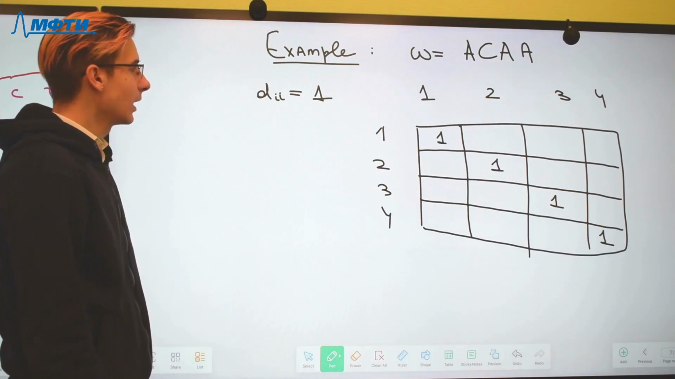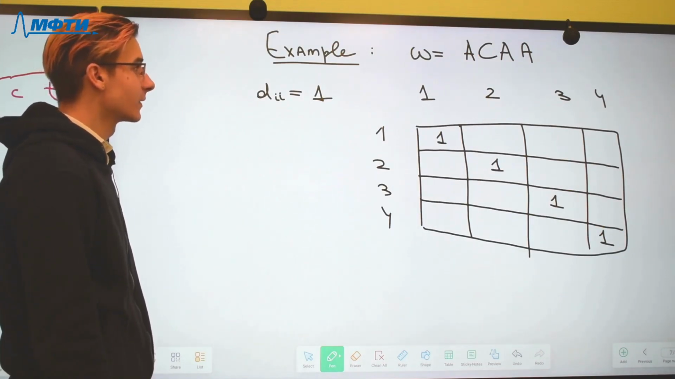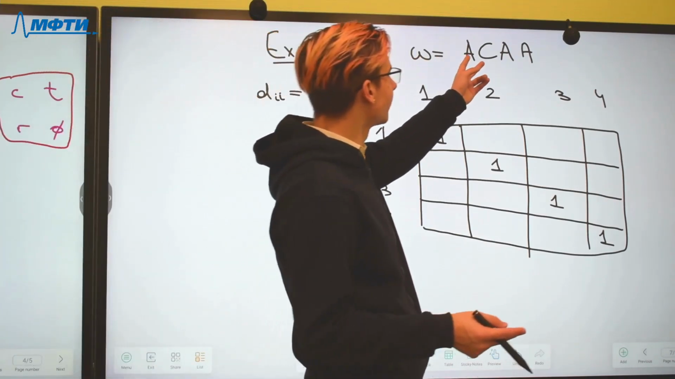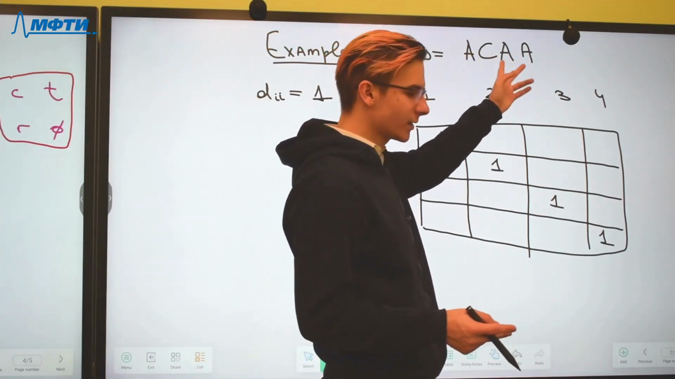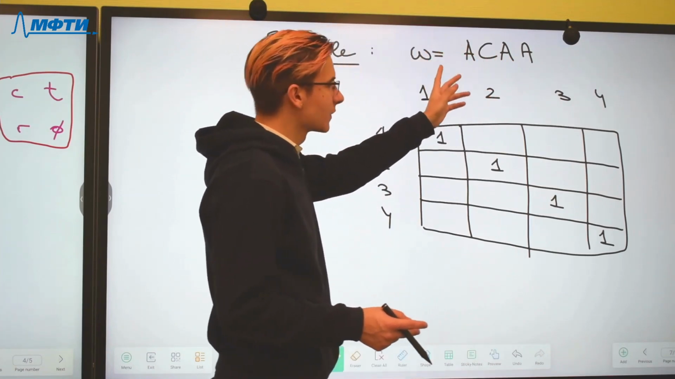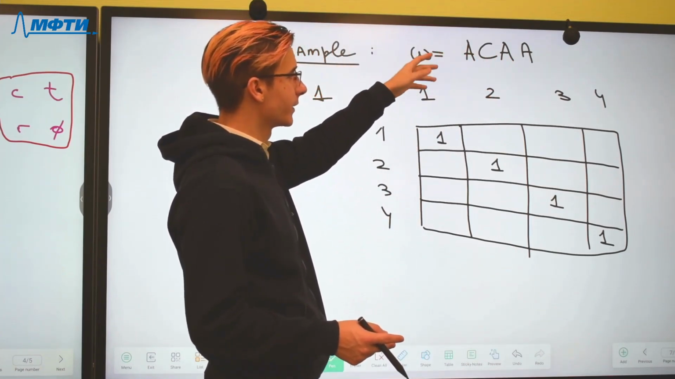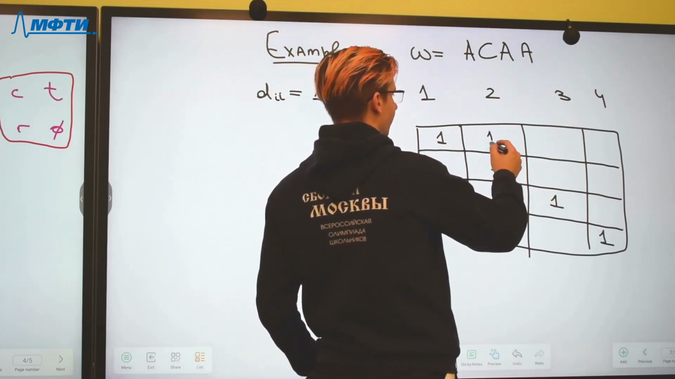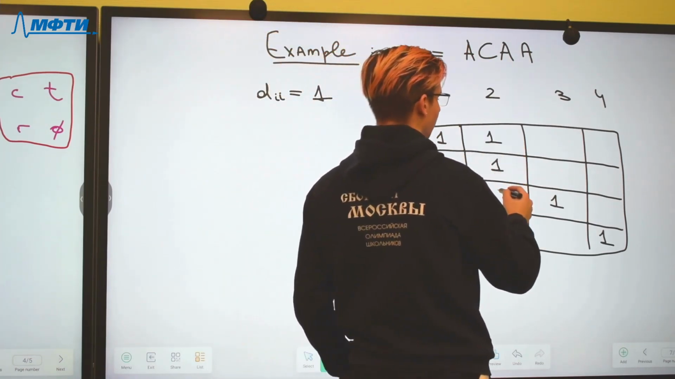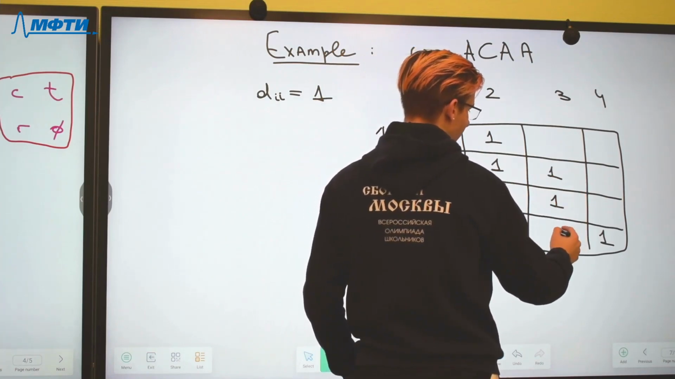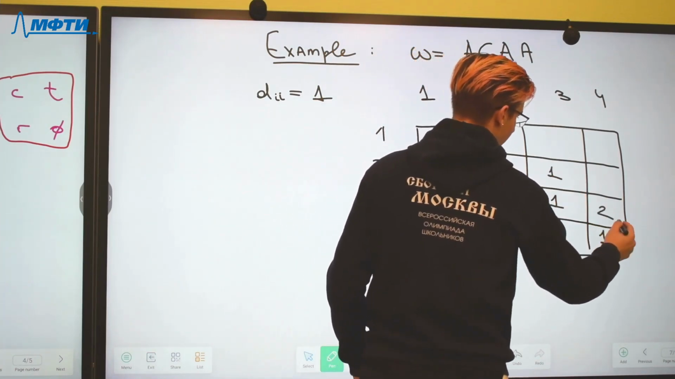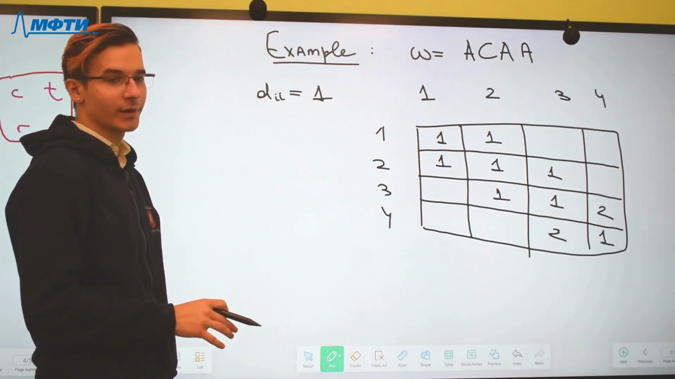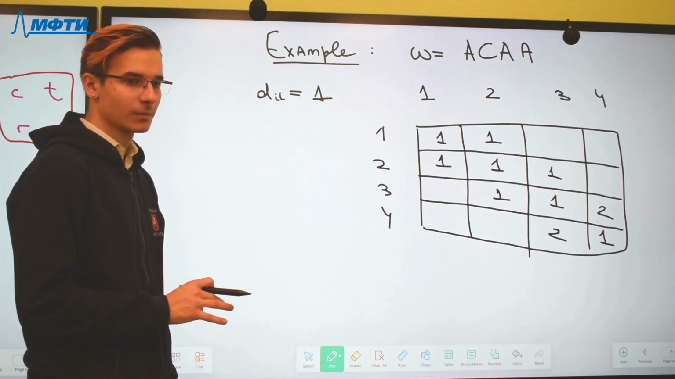And then I can say that for two characters, I can find the answer. For example, for this word, I can write here 1, 1, 1, 1, 2, 2. And this is the initial part of our algorithm. It's the base of it.